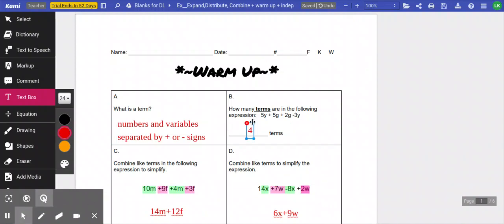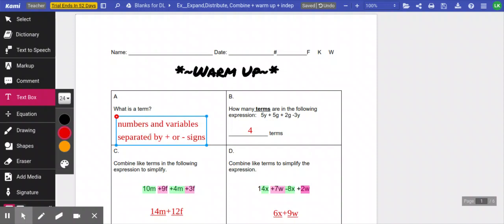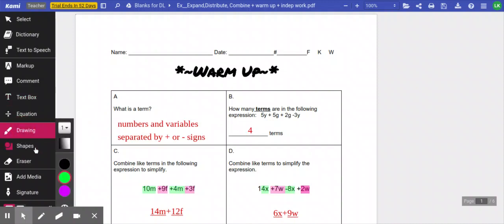All right, so let's check your answers. The first one, what is a term? A term is the numbers and variables that are separated by plus or minus signs. B, how many terms are in the following expression? There's 4 terms, and I'll show you them.